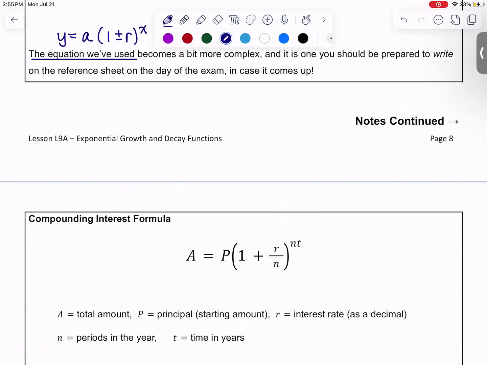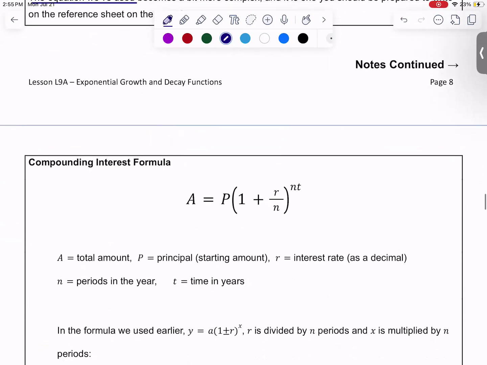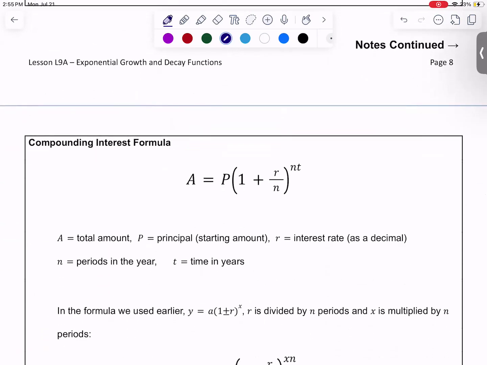The compounding interest formula is a little different. It uses slightly different variables. Instead of Y equals, it's A equals for total amount, capital A. And instead of lowercase a for the initial amount, it's P for the principal, which is another way of saying starting amount when you're at a bank. Instead of doing 1 plus or minus R, you do 1 plus or minus R divided by N. You're going to take the interest rate, 5% every year, and divide that percent by however many times it's going to be compounded or hit within the year.